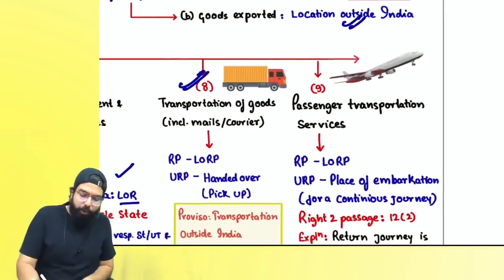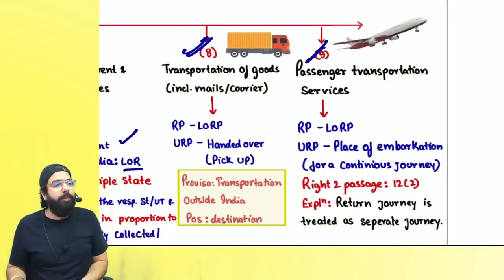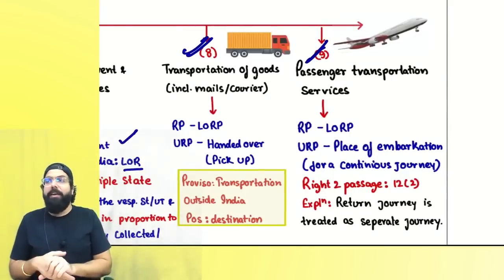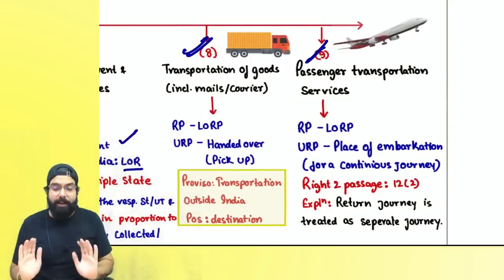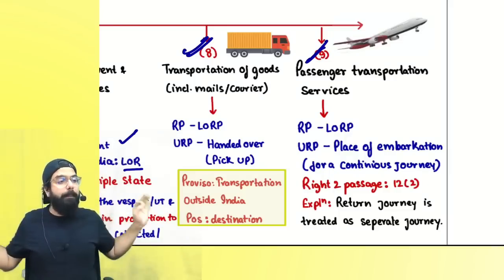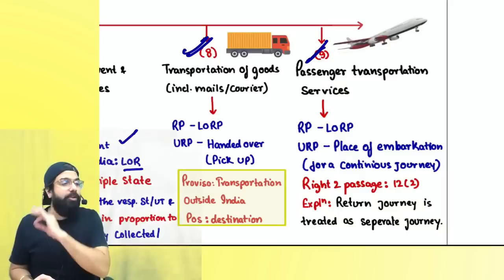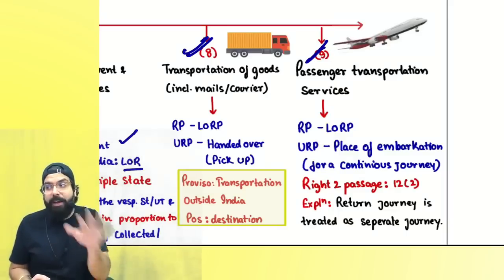Here it is an exception, where they have said the place of supply is the destination of the goods. Then we have passenger transportation. Always remember, location of the registered person is the place of supply. If it is an unregistered person, then the place of embarkation, wherever the unregistered person gets in for a continuous journey. What do you mean by continuous journey? A continuous journey means where there is no stopover. There should not be any stopover.